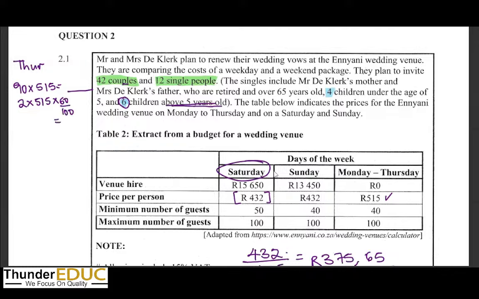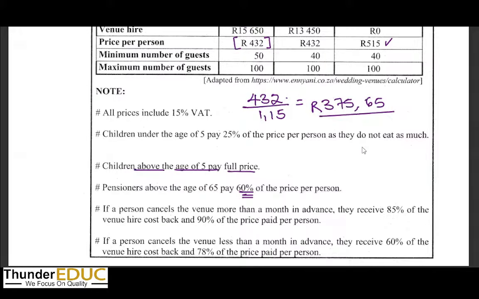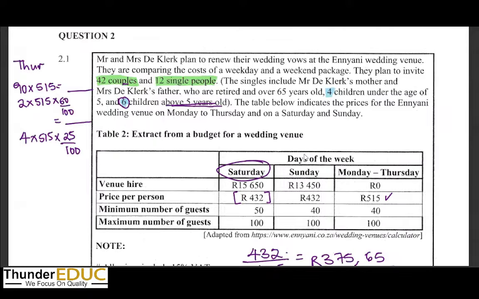We also get their value there. Then the four children who are under the age of 5 years. For them, they multiply this times 25%. Why do it times 25%? Because they are saying they would pay 25% of the price. So here, that's what we are going to do. The moment you analyze this, you're good to go.